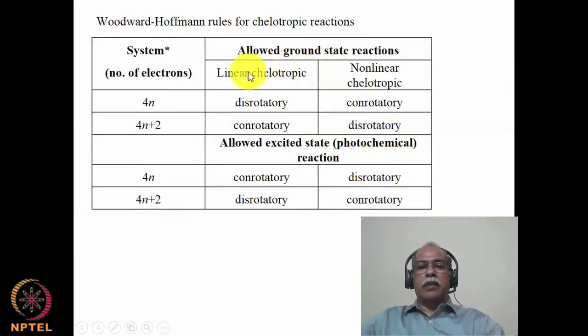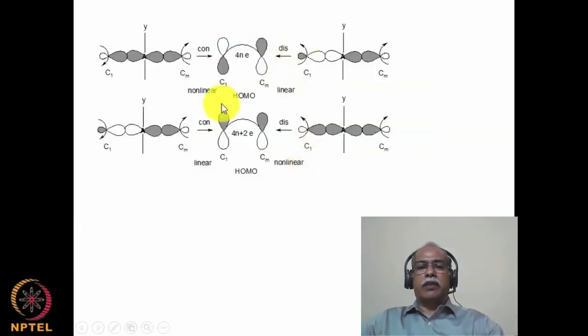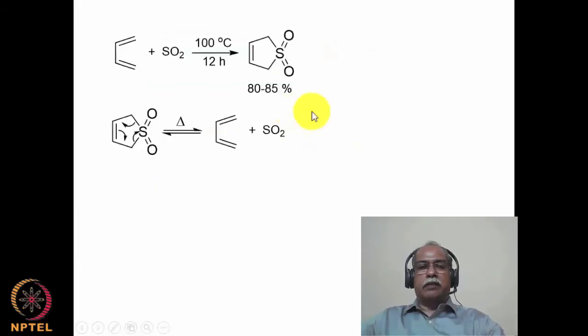So under thermal conditions, it is very clear that a 4n electron system will undergo disrotatory motion, whereas a 4n plus 2 electron system will undergo the conrotatory process for linear cheletropic reaction. In the nonlinear cheletropic reaction, it will be just the opposite. Under photochemical conditions, it is complementary to the thermal reaction. When it is allowed in a disrotatory manner for a 4n electron system, then it is allowed in the conrotatory manner for the 4n electron system under photochemical conditions. So these are the Woodward-Hoffmann rules essentially derived from the FMO analysis which is shown in this particular slide, and the results are interpreted in this manner.